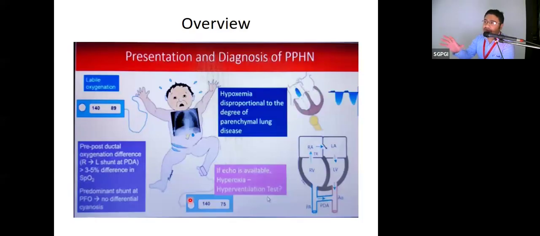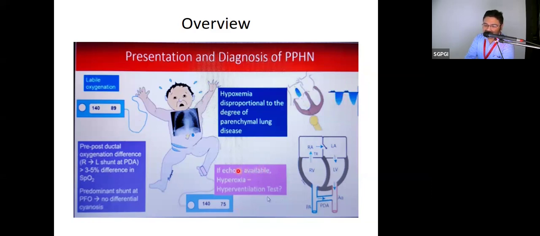So this is an overview of the clinical presentation of a child having PPHN: labile oxygenation, pre- and postductal difference, and hypoxemia disproportionate to the degree of parenchymal lung disease. You can see this is the TR jet.